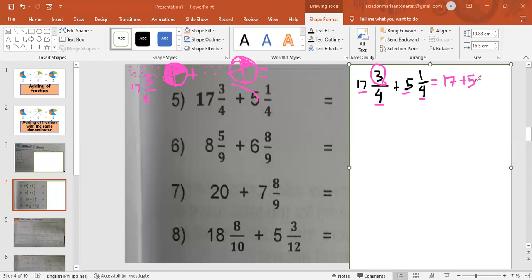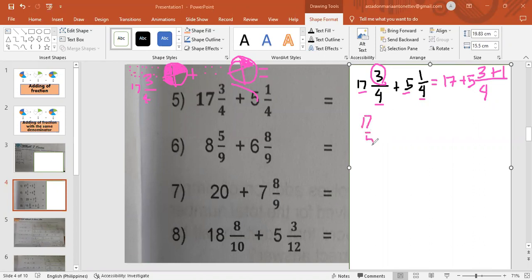Look. That is the same. So what are we going to do? Just simply copy the denominator 4 and put together the 3 and 1. Okay, you got that? And then next, you have to add 17.